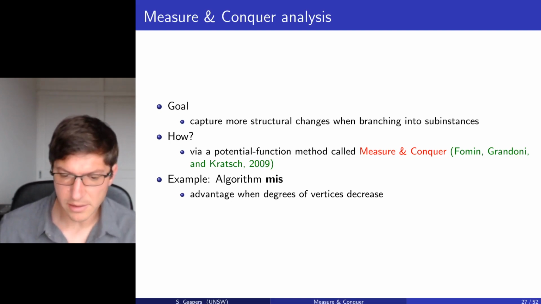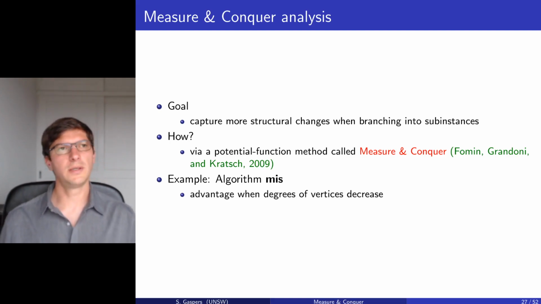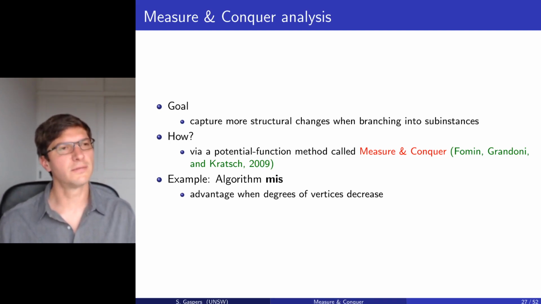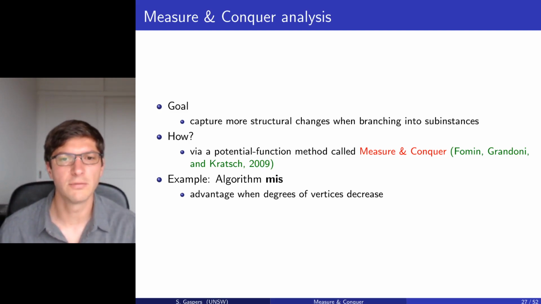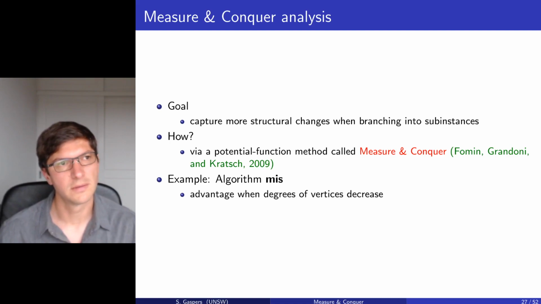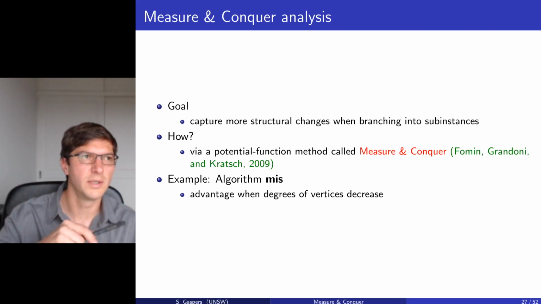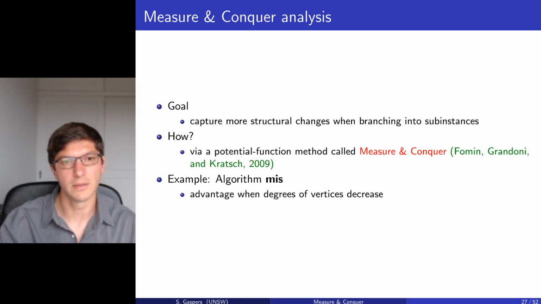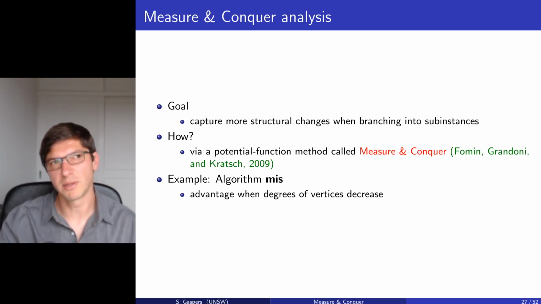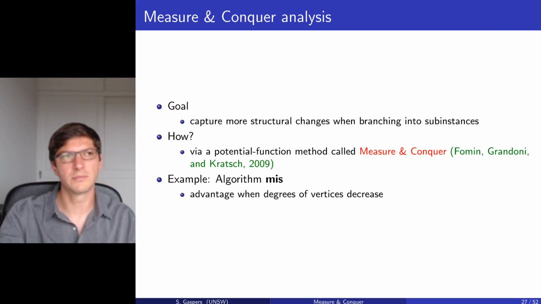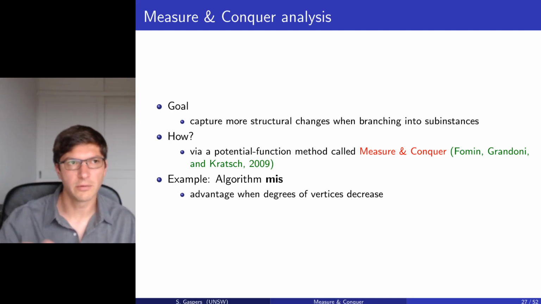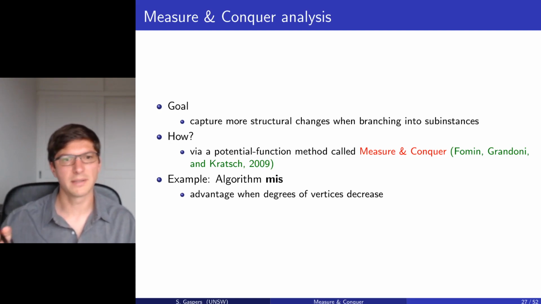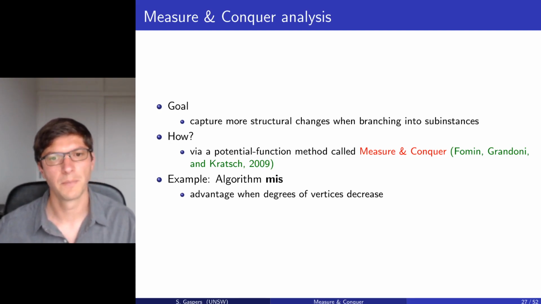For the algorithm MRS, we think of it as having an advantage when the degree of a vertex decreases. This is because as soon as the degree becomes 1, we can simplify it away. If the degree becomes 2, then we know that we don't need to branch on this vertex anymore. So the closer we get to 2 or 1, the better it is somehow for the algorithm.